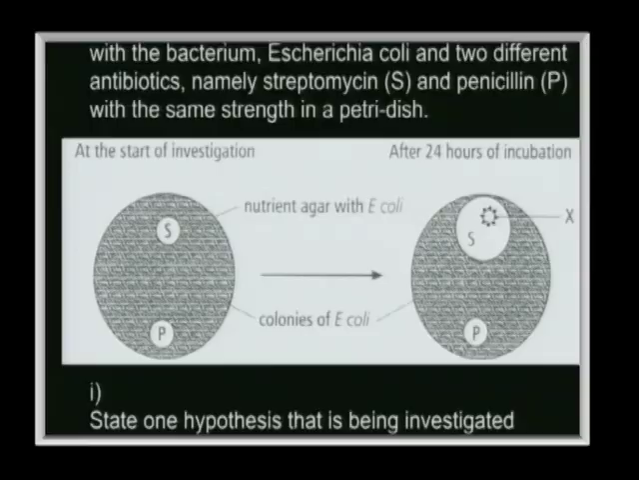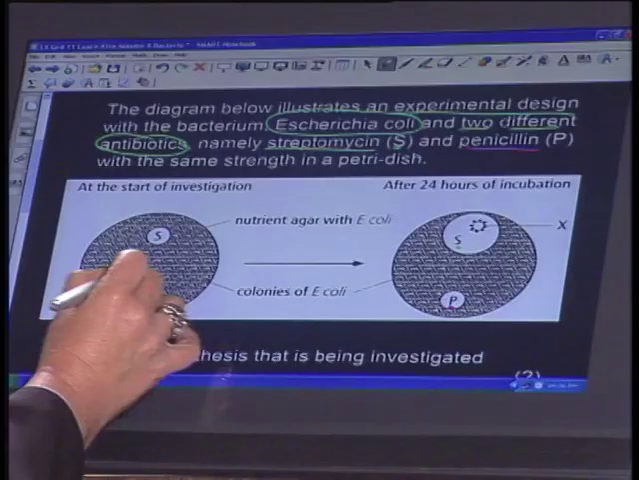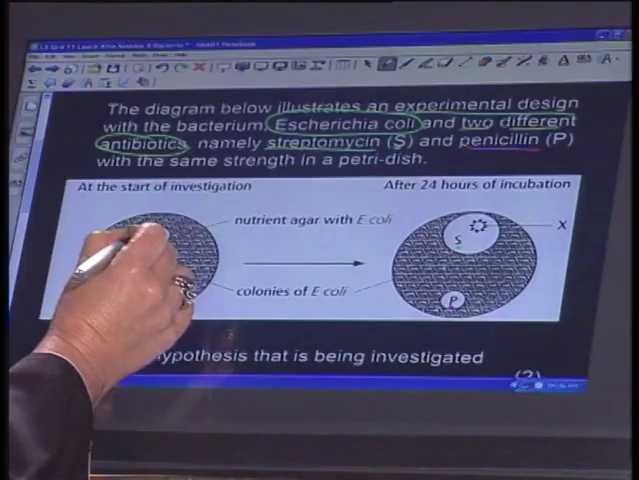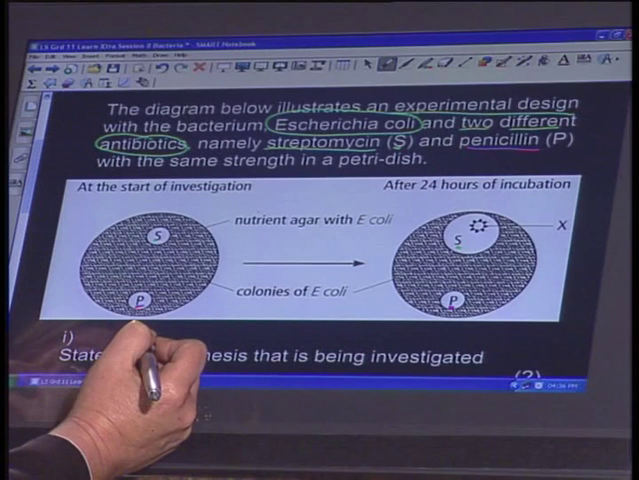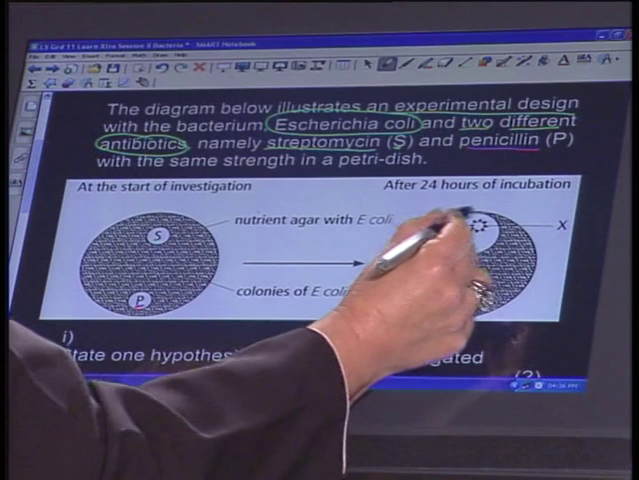Question two shows an experimental design with the bacterium Escherichia coli. Don't let that confuse you. It's just the long way of writing out E. coli. And two different antibiotics, namely streptomycin, which is shown by an S, and penicillin, which is shown by the P. So let's look at our diagrams first. Here, where it is the more shaded area, that is where your bacteria are. Where the S is, that is where they have put one antibiotic, the streptomycin. Where your P is, that is where they've put the second one. At the end of the investigation, you can see that things have changed. This area with the P for penicillin is more or less the same. This area with the S for streptomycin is now much bigger.